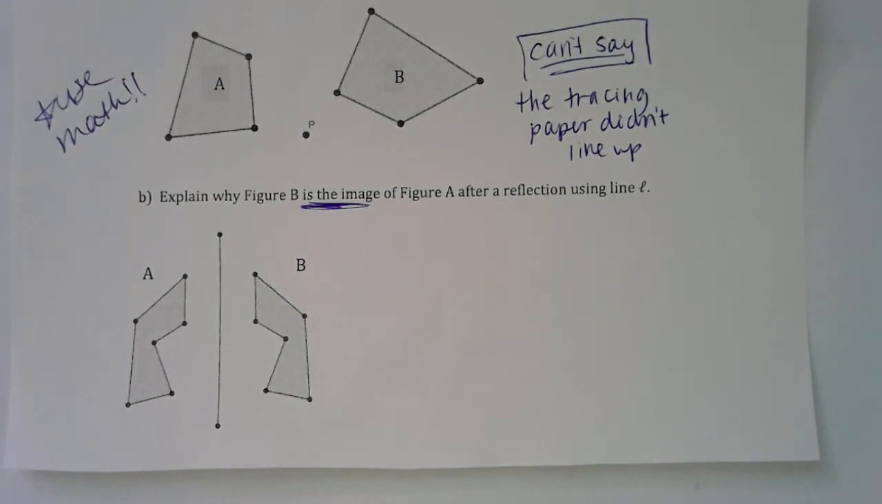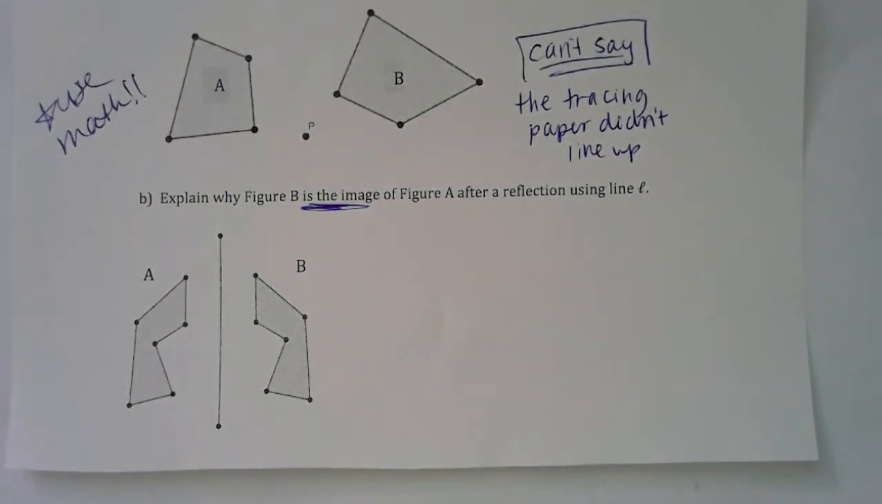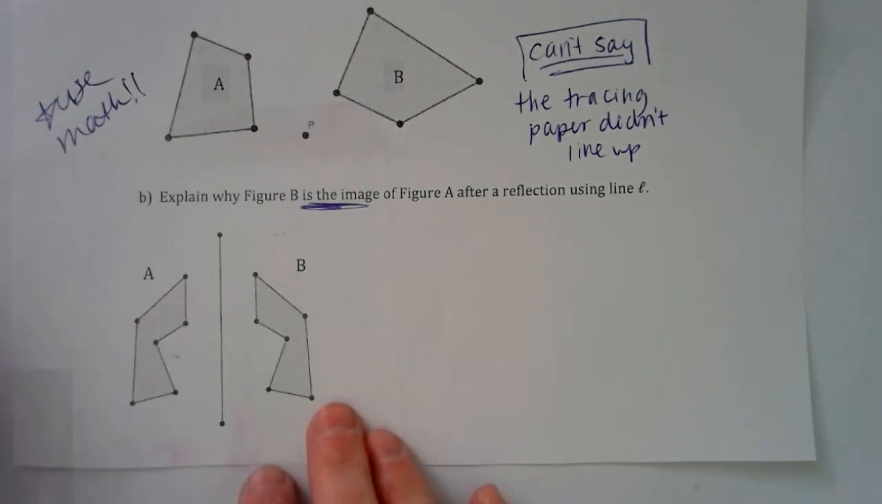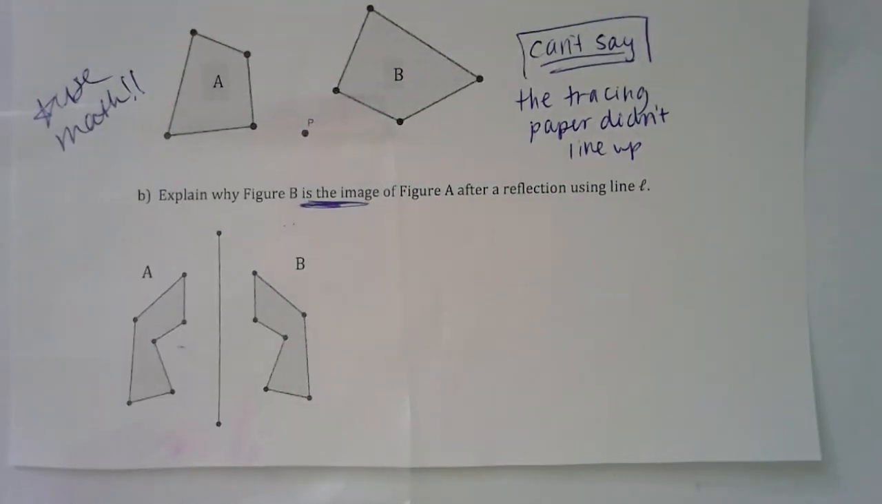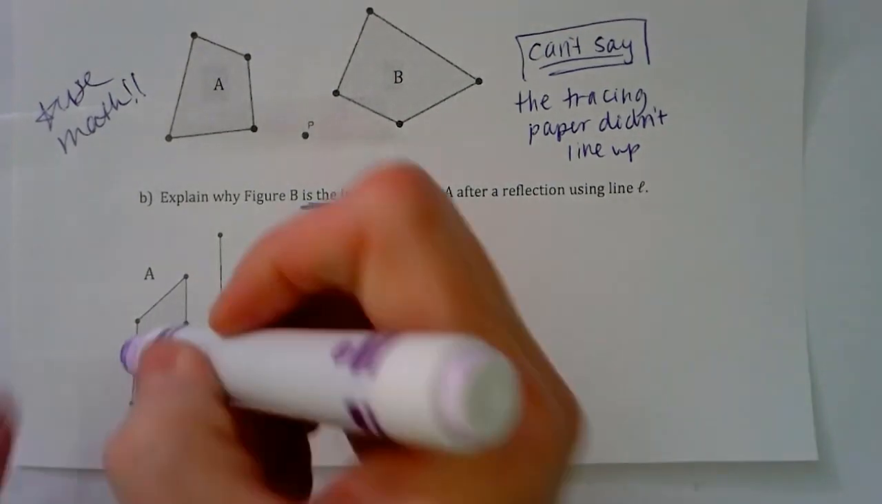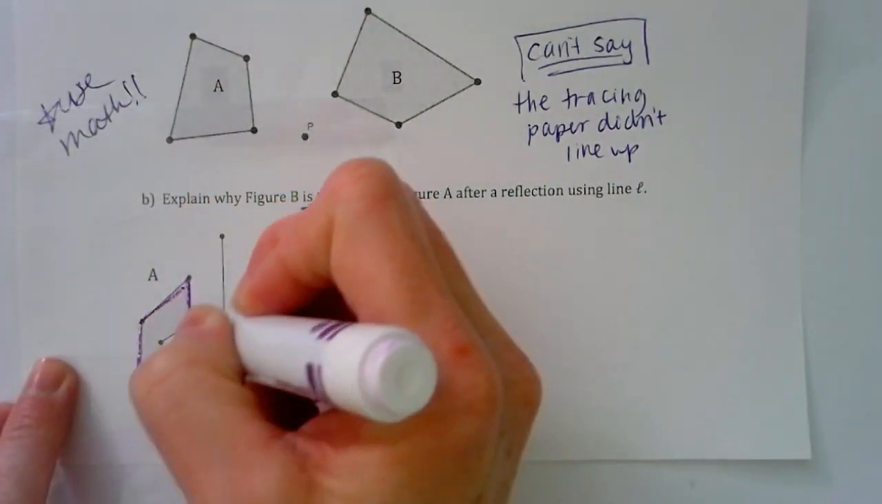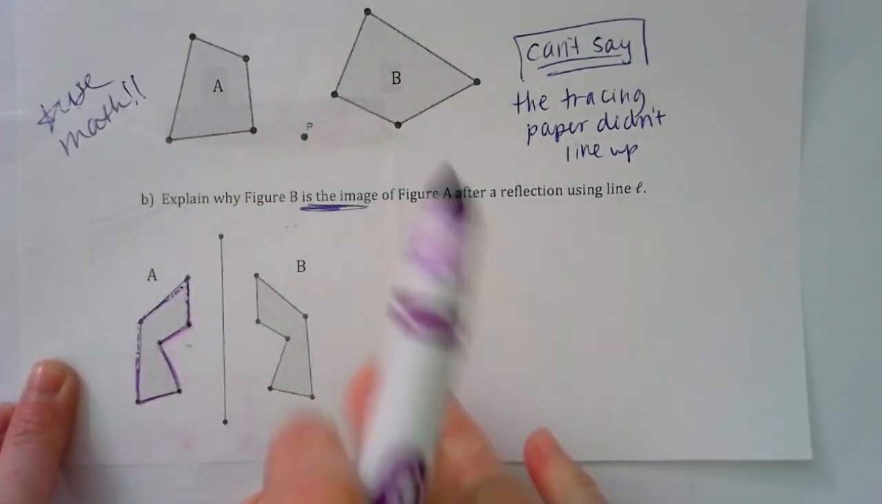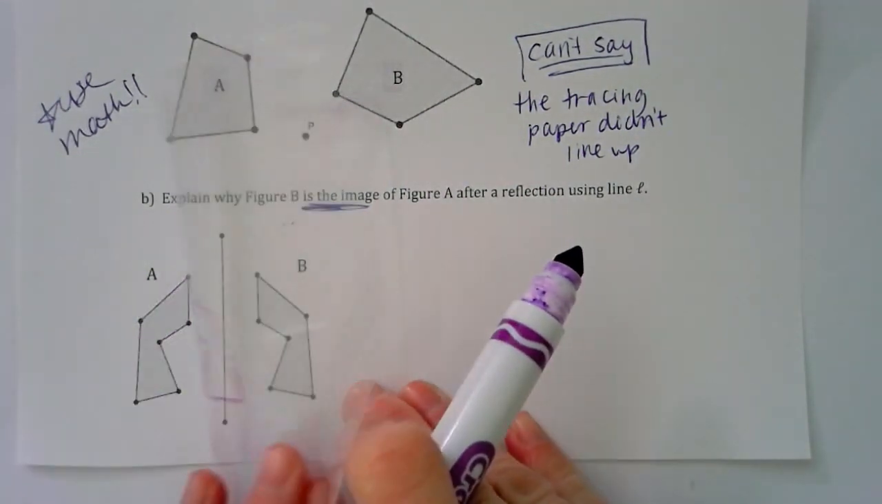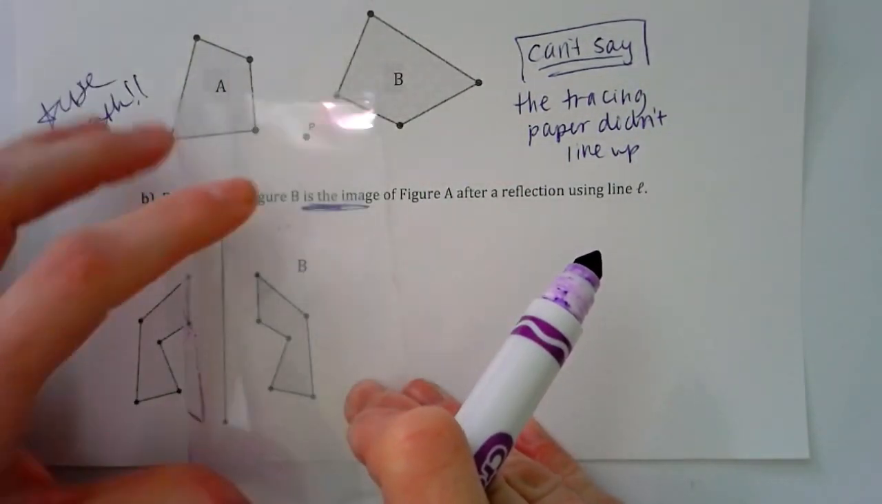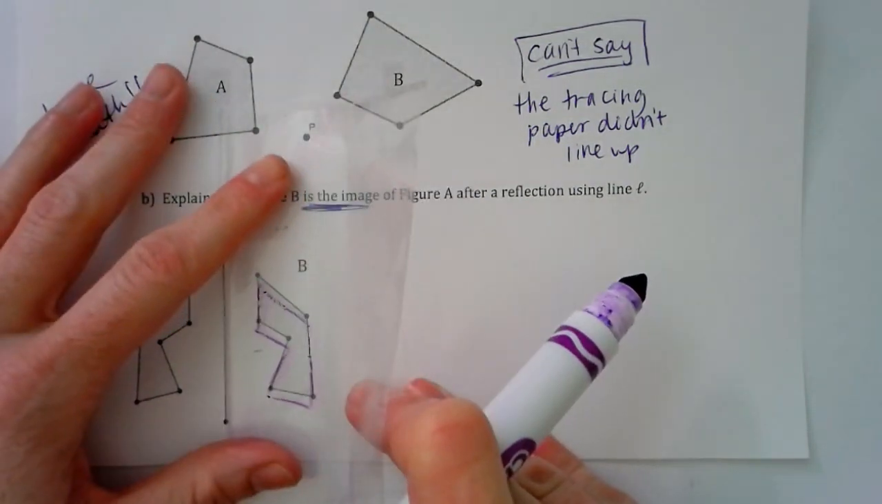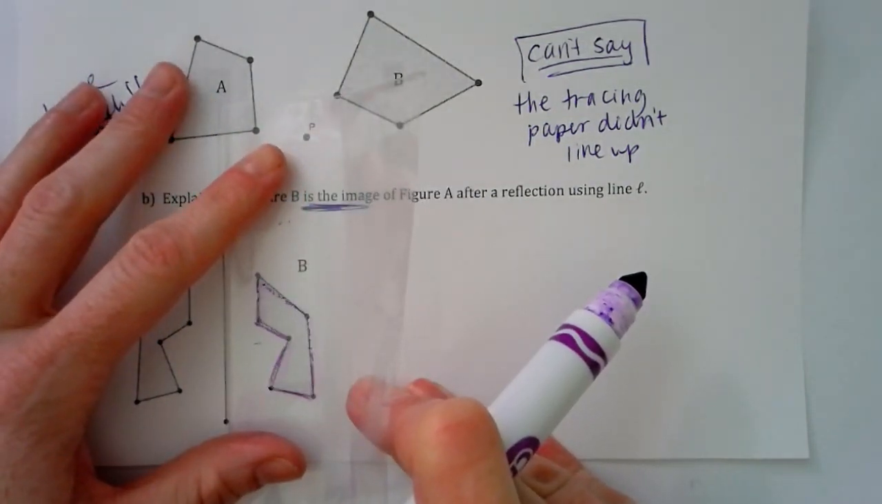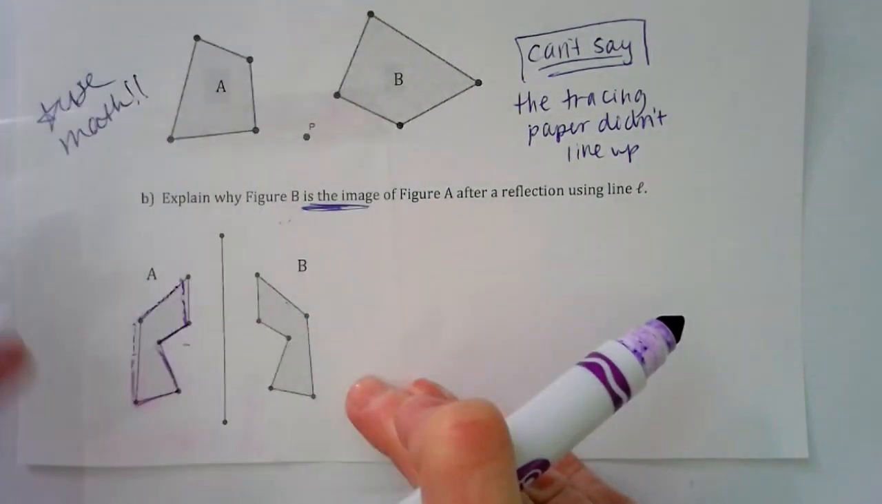Again, you can't say it's a reflection because the tracing paper worked. You can't say that. You need to give me some math. Okay, so when you look at this, and if you want to trace this, you can, there's nothing wrong with tracing it. And when you reflect, you can verify that yes, that does match up. Okay? It does match up when you reflect.